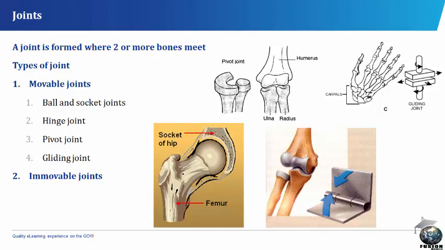And 4. The gliding joint. This joint allows just slight movement. Example: the wrist and the ankles. One glides over the next.